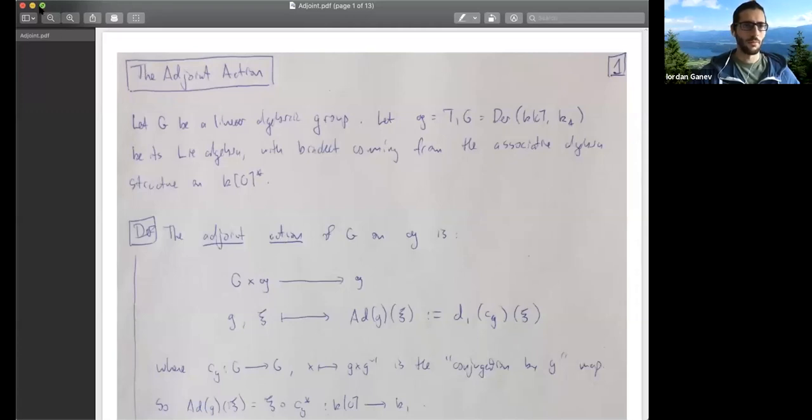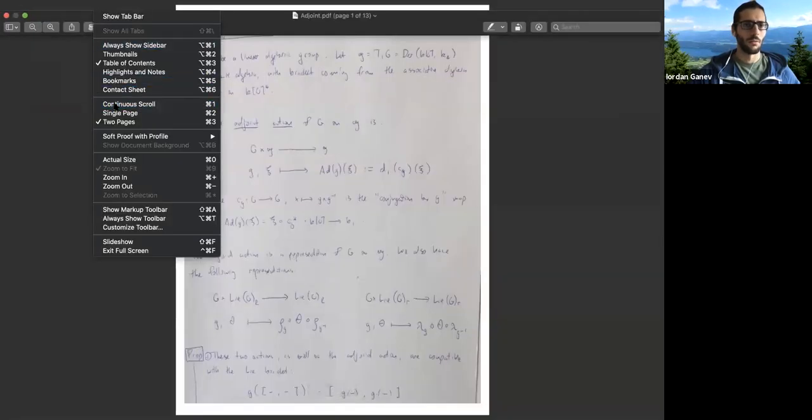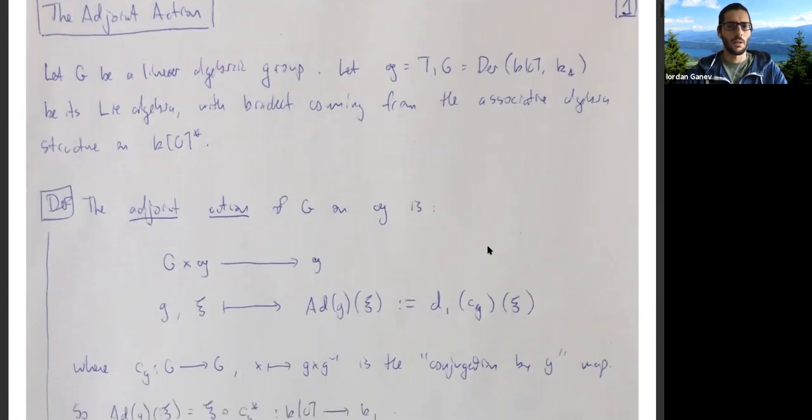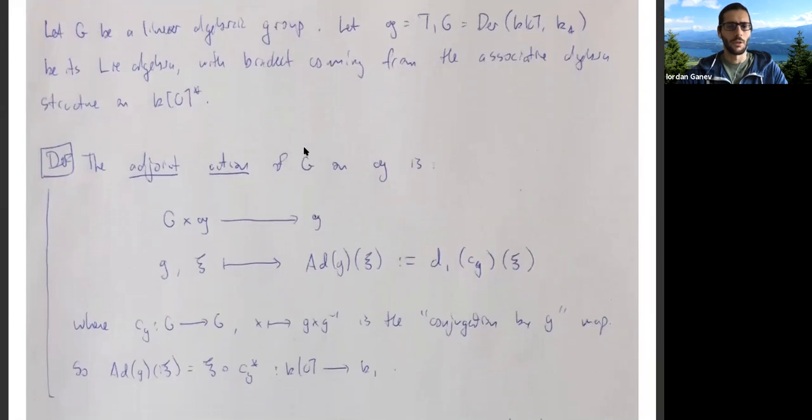All right, here we go. So the next topic to talk about is the adjoint action. Okay, so what is it? Let's start with the linear algebraic group G. We have the Lie algebra, which we realize is the tangent space to the identity. And again, the bracket is coming from this associative algebra structure on the dual space of the affine algebra. And the adjoint action of the group G on the Lie algebra, frac G, is defined as follows.